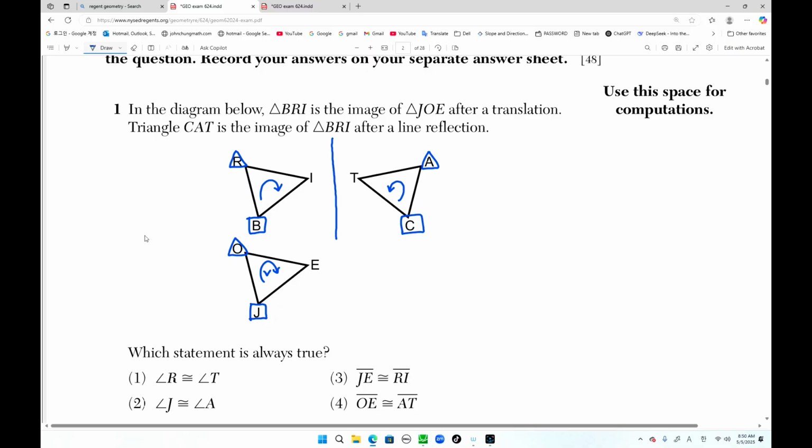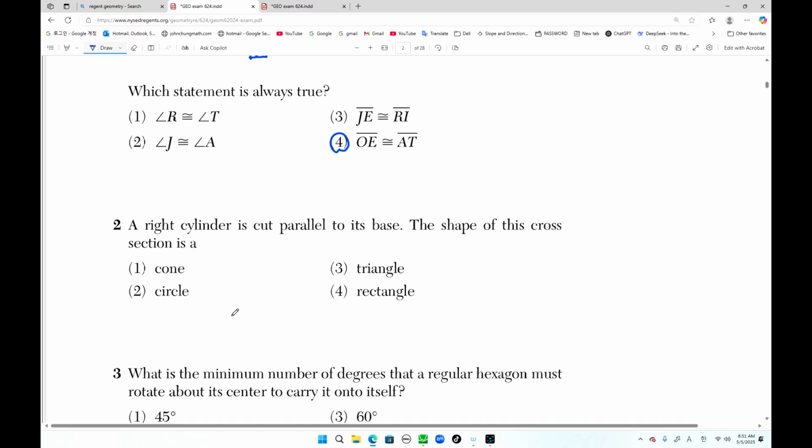Angle R, angle A is congruent, right? Totally different. Angle J here, angle A here, different angle, right? One is a square, the other is a triangle. OE, this is OE, and the triangle, the last one here, right? And the AT, triangle is the last one. Yeah, that is my corresponding side, okay? Option 4 is the answer.